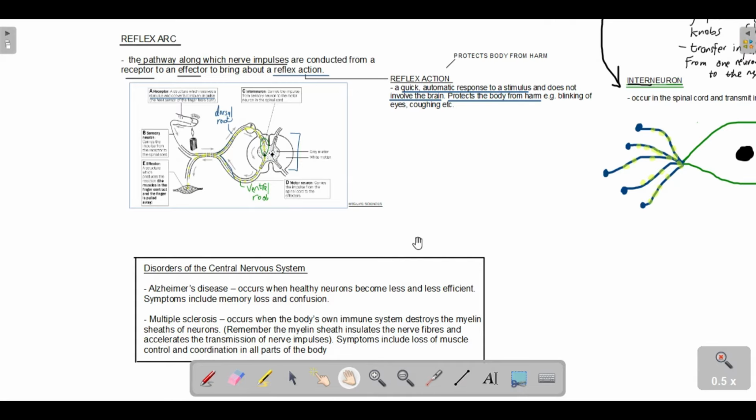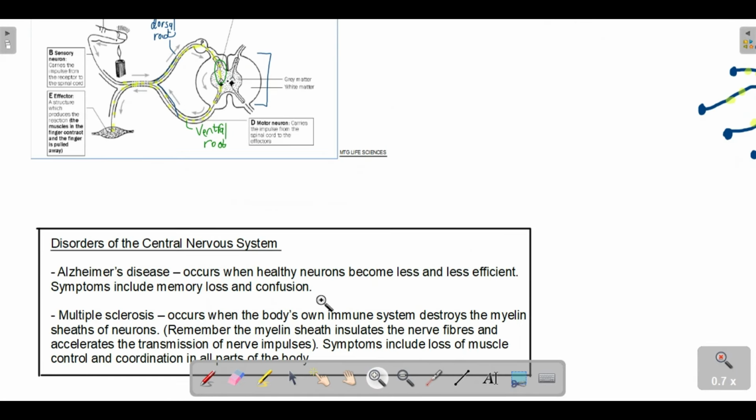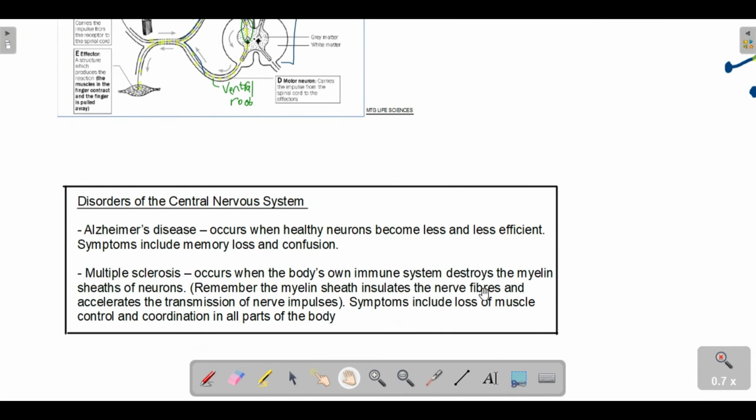So we move on then to the disorders of the central nervous system. There's basically two of them. You just have to know their causes and their symptoms. Okay, so there's two disorders or two conditions that develop due to damage of the central nervous system. That is your Alzheimer's disease and multiple sclerosis.